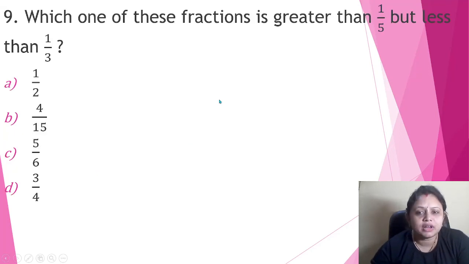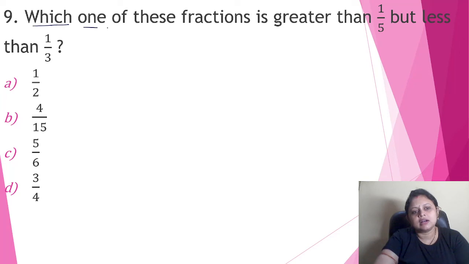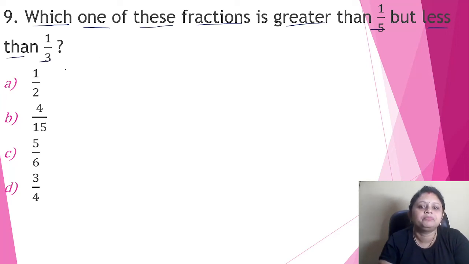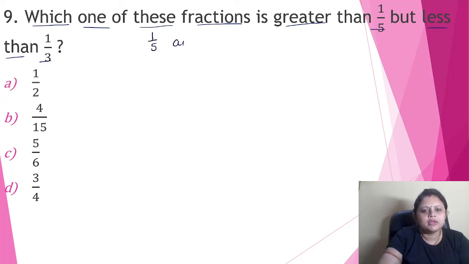Which one of these fractions is greater than 1 by 5 but less than 1 by 3? Option A 1 by 2, B 4 by 15, C 5 by 6, D 3 by 4. So in the question it is asked which one of these fractions is greater than 1 by 5 but less than 1 by 3. So we have to compare the values. Okay. So we have 1 by 5 and 1 by 3. Between 1 by 5 and 1 by 3, which number is there?